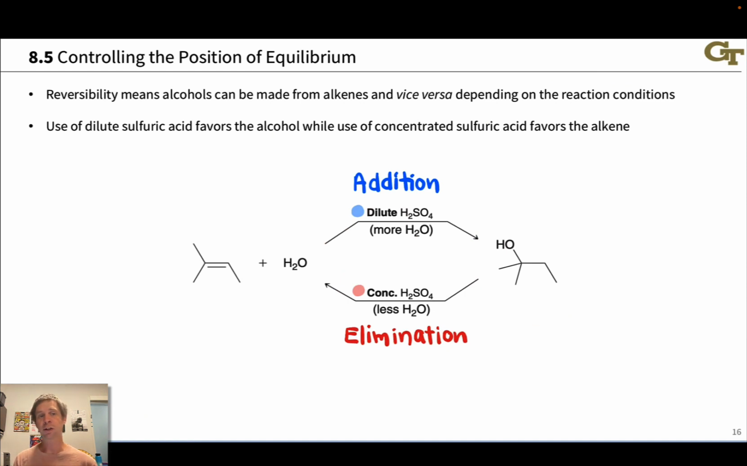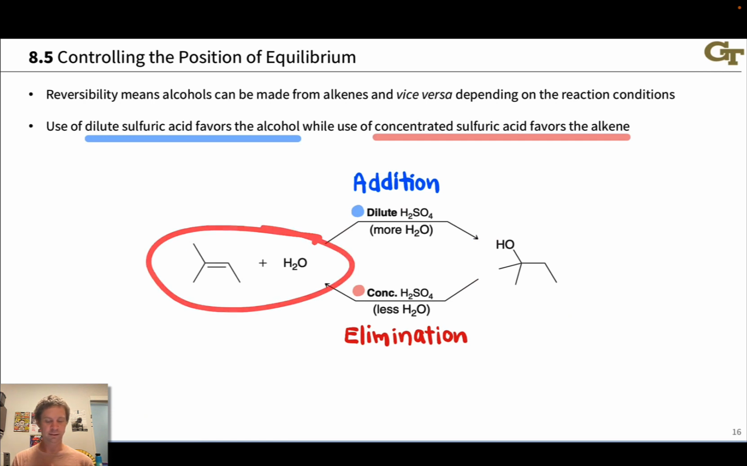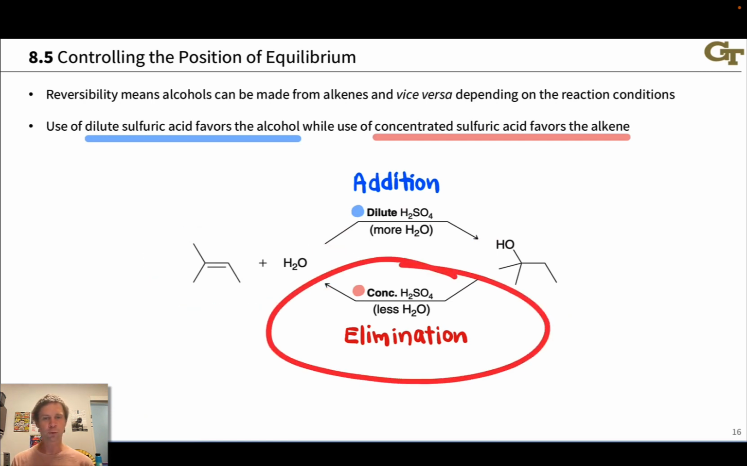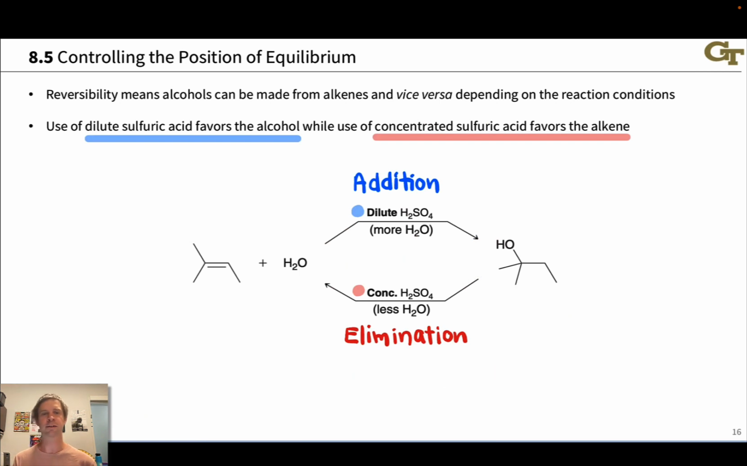And as it turns out, the use of dilute sulfuric acid, which contains more water relative to concentrated sulfuric acid, favors the alcohol, while the use of concentrated sulfuric acid, which contains less water, is going to pull the reaction this way, promotes elimination. Concentrated H2SO4 like this is actually commonly used as a so-called dehydrating agent, pulling water off of various types of organic functional groups. Alcohols are just the tip of the iceberg here.